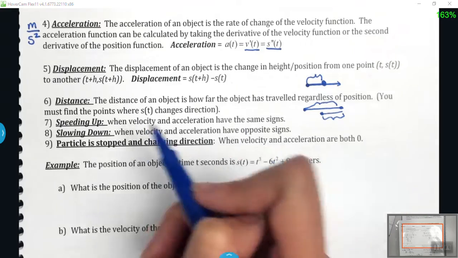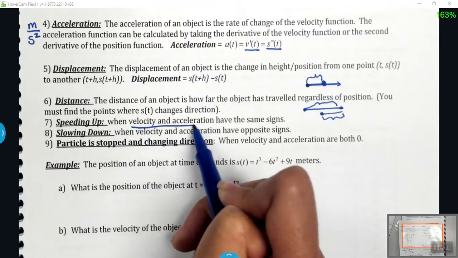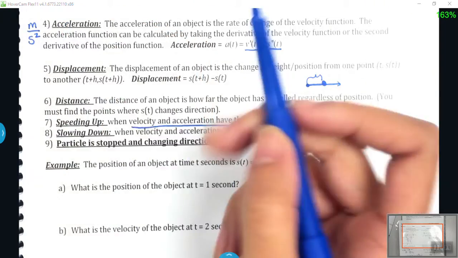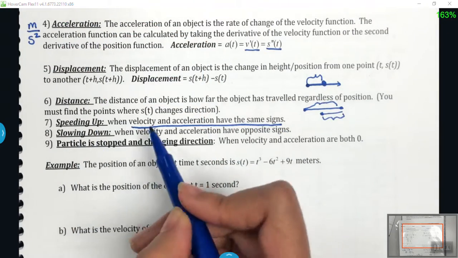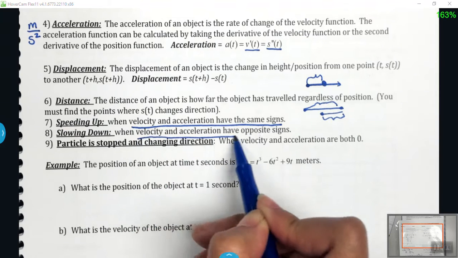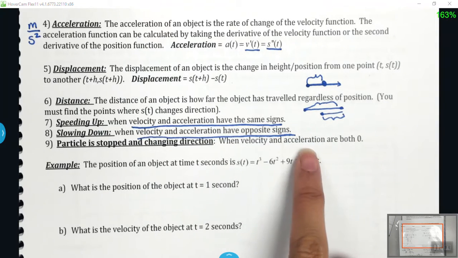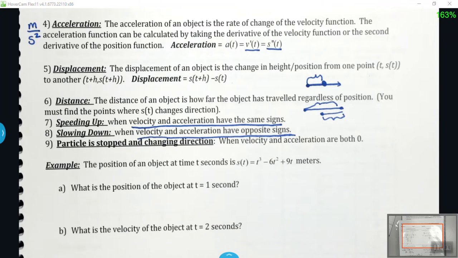Okay? Speeding up is when velocity and acceleration have the same sign. So speeding up doesn't just mean velocity is positive, because velocity is direction. And slowing down means velocity and acceleration have opposite signs. So when they are working together, they're moving in the same direction, so you're speeding up. When they're working against each other, then they're moving in opposite directions, and it means it's slowing you down. Okay? And then the particle stops and changes direction when velocity is 0.